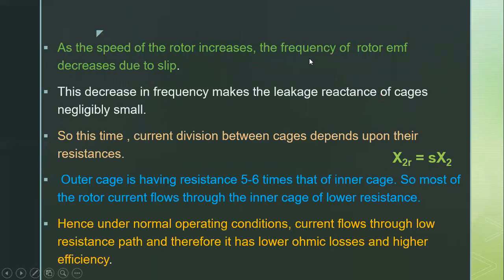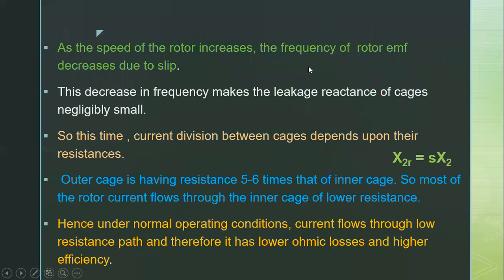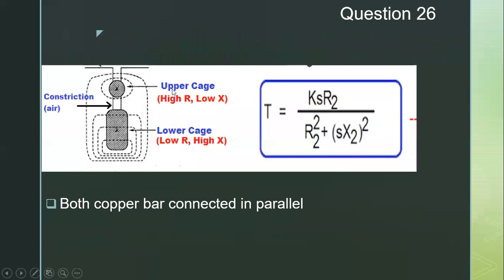Okay, in the running condition, slip will be reduced, and the rotor frequency will also decrease. Slip is reduced, which means f2 will also decrease, and the frequency of the rotor EMF also decreases due to the slip. This decrease in frequency makes the leakage reactance negligible. So as slip decreases, the leakage reactance will also decrease. The current division will depend on their resistance. The outer cage has the higher resistance.